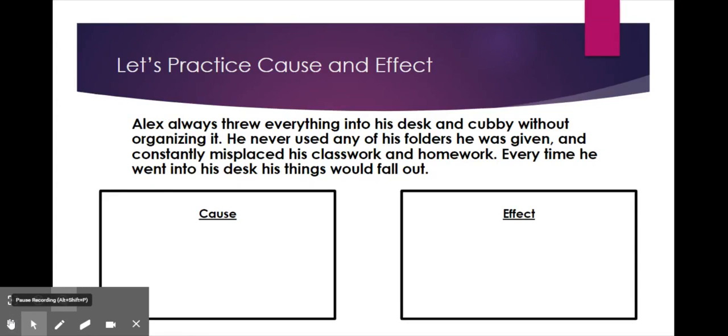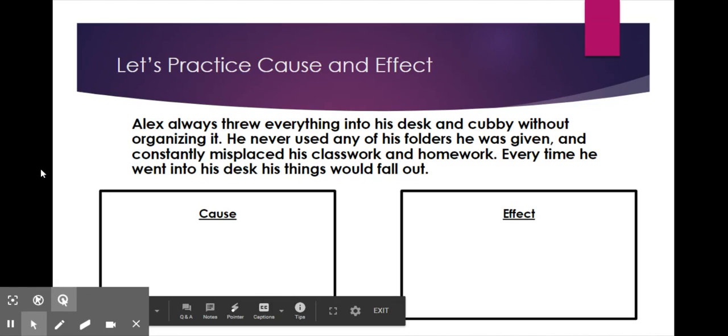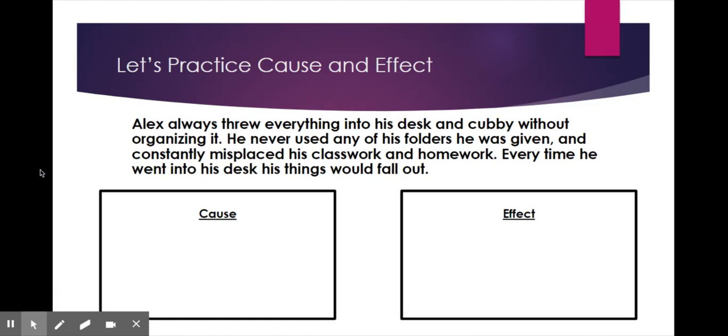Let's practice. Pause the video and read the paragraph. Alex always threw everything into his desk and cubby without organizing it. He never used any of his folders he was given and constantly misplaced his classwork and homework. Every time he went into his desk, his things would fall out. This paragraph has multiple causes and multiple effects. Let's think about the first one.